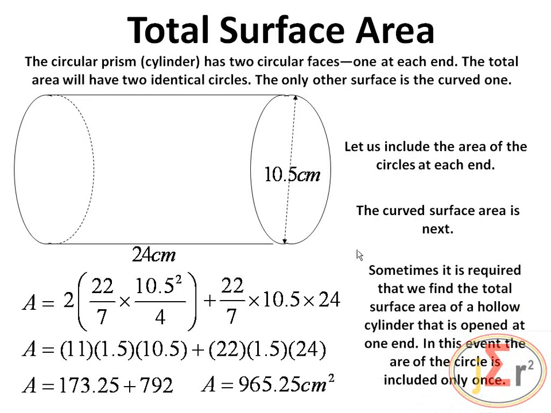Sometimes it is required that we find the total surface area of a hollow cylinder that is open at one end. In this event, the area of the circle is included only once. So if it is opened at one end, we are going to make use of the end that is closed, because one of the circles will be missing.